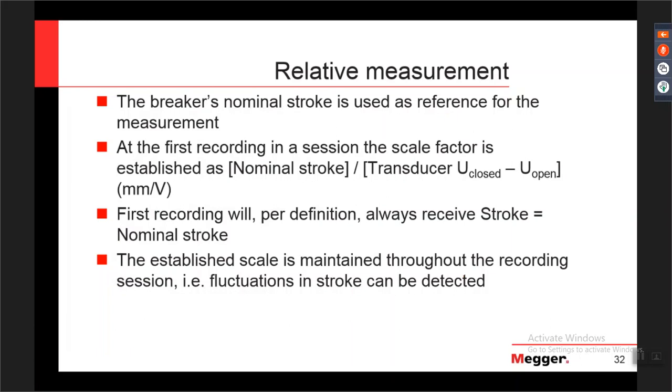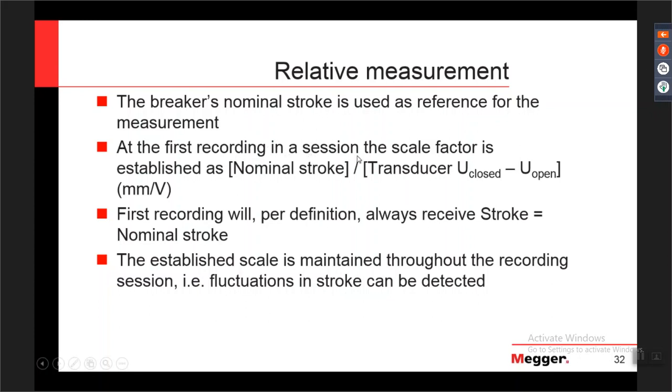Finally here, the relative measurement, which actually is a very good method and quick. It has its advantages, but also some disadvantages. In this case, the breaker's nominal stroke is used as a reference for the measurement. And I will explain how that works.